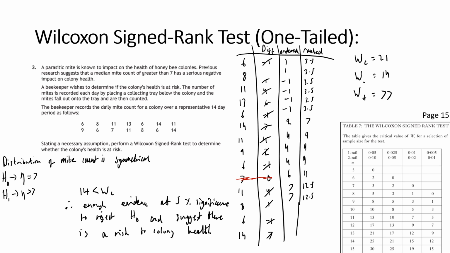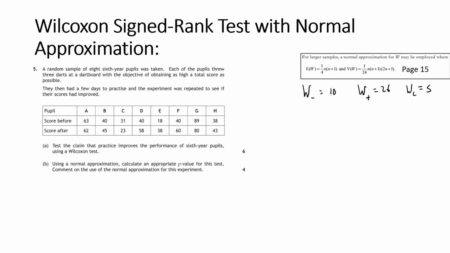So that's all I wanted to do for this one sample test. The main point is that if you have an observation that equals the median and the difference is 0, you just cut that out of your data. Last but not least, we are looking at the normal approximation. We did this question for the one-tailed test, and now we're doing part B. Using a normal approximation, calculate an appropriate p-value for this test. Comment on the use of the normal approximation for the experiment.